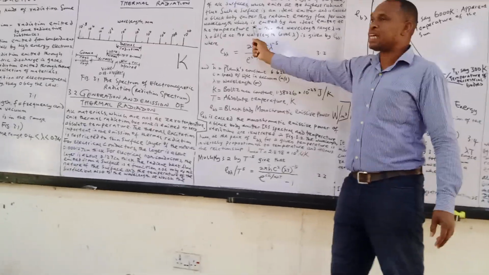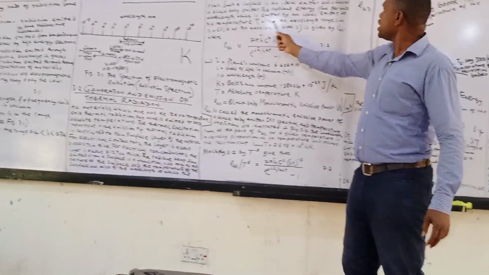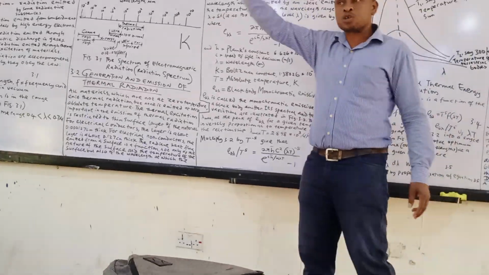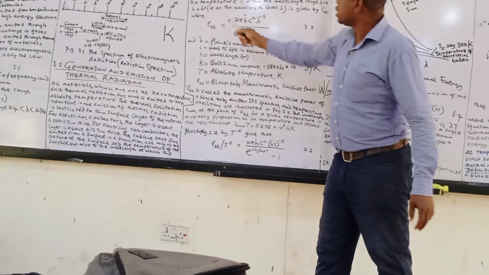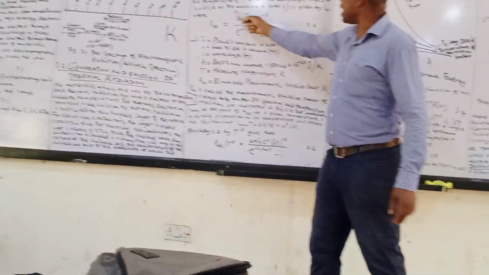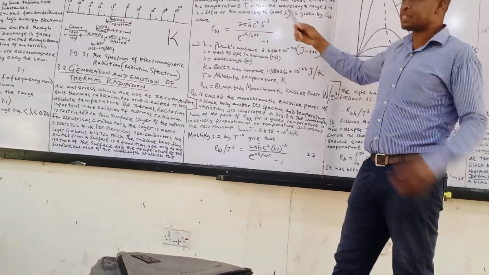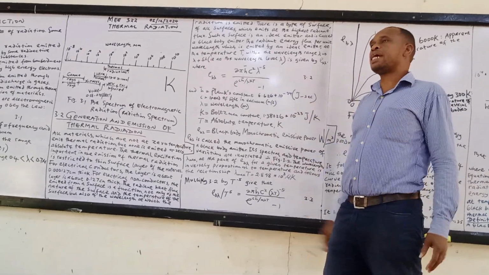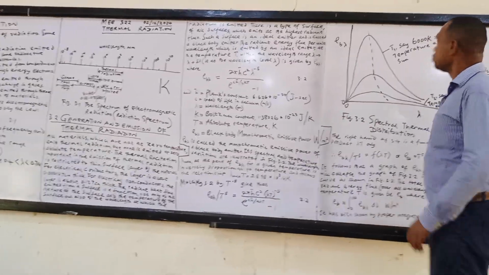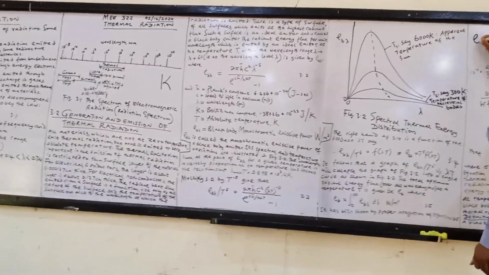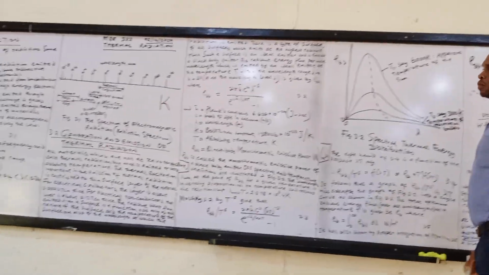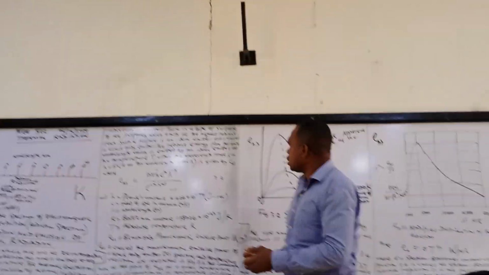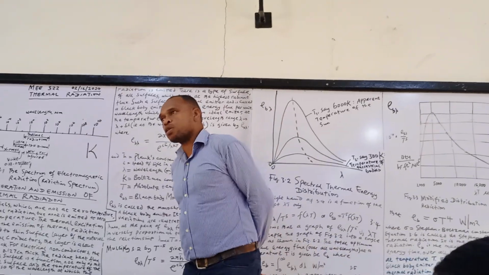the temperature T, that's the thermodynamic temperature, within the wavelength range lambda to lambda plus d lambda. That is, at the wavelength lambda, everything is about lambda. It is given by E_b lambda, at that wavelength lambda. So E_b lambda is given by what?